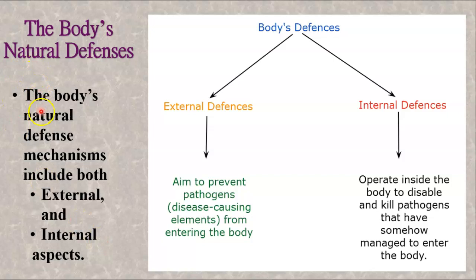The body's natural defense mechanisms include both external and internal aspects. The external defenses prevent pathogens from entering the body. Pathogens are disease-causing elements. On the other hand, internal defenses operate within the organism to kill pathogens that have somehow managed to enter.